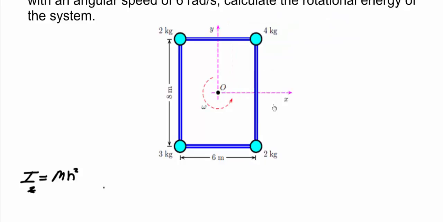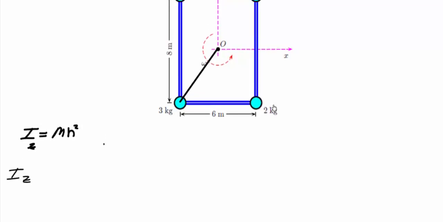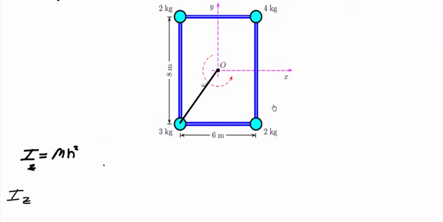Alright, so we'll come down here and do the calculation. The moment of inertia around the z, and we'll do the 3 first. To do the 3, we need to know the distance from here to the center of this. We know the dimension this way is going to be 3, and then we go up 4 this way because the part is a 6 by 8. And this dimension is going to be the same for each one of these.